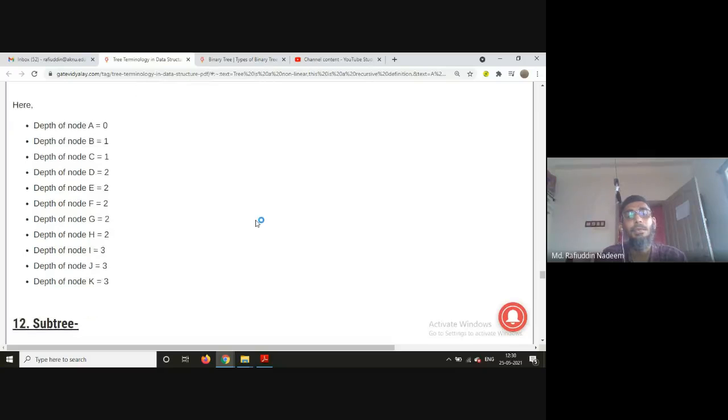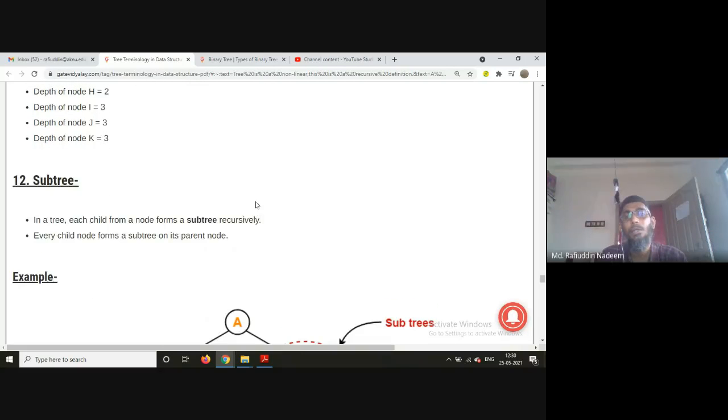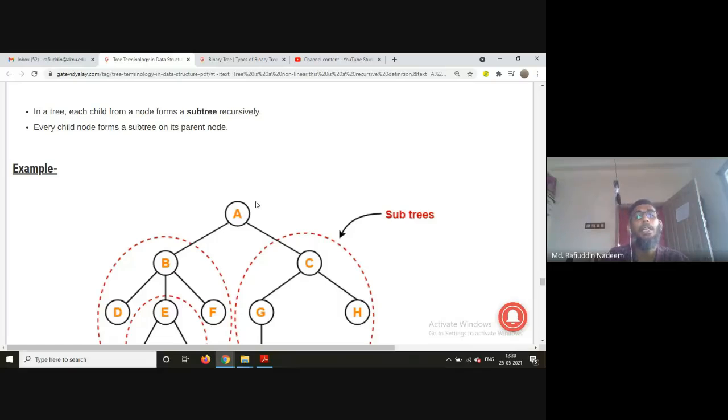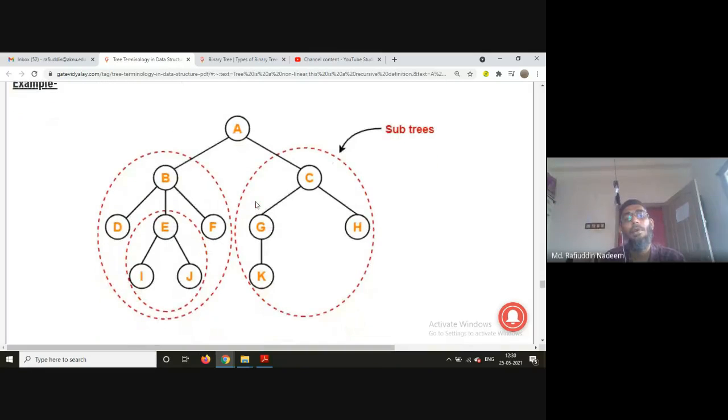Then you have the subtree. We have already seen this. In a tree, each child from a node forms a subtree recursively. Every child node forms a subtree on its parent node.